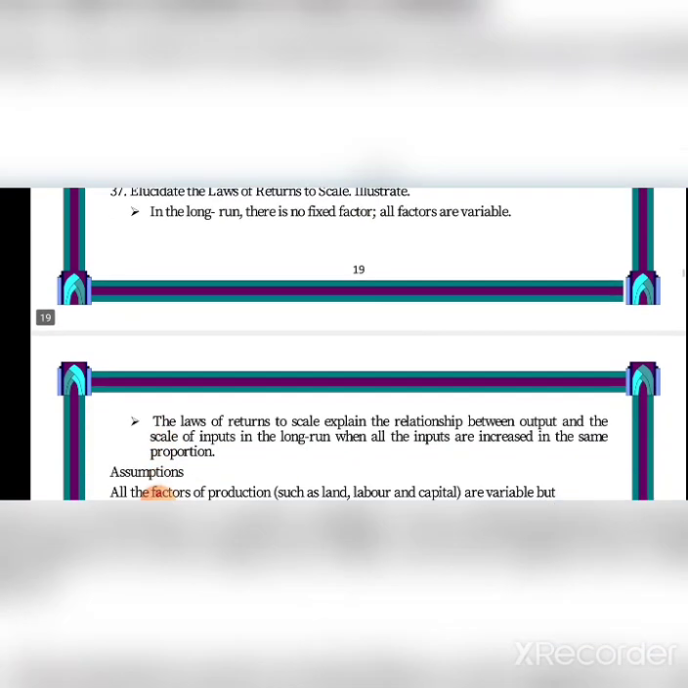Now next we will see the laws of returns to scale. Laws of returns to scale means in the long run there is no fixed factor. No fixed factor means there will always be a change, isn't it? The number of laborers will change, the capital will change, the organization will change. All factors are variable. Always there will be a change.